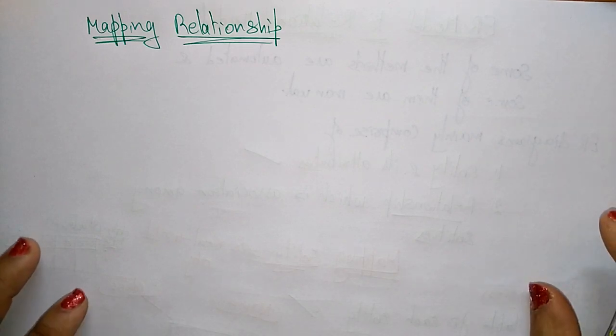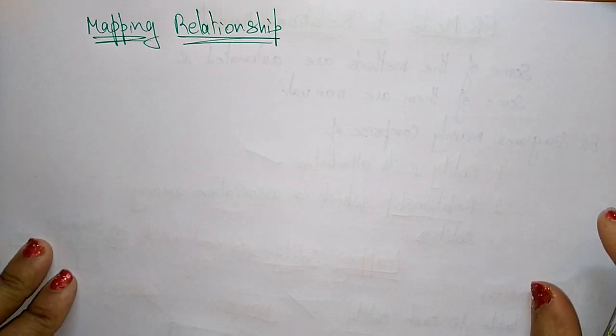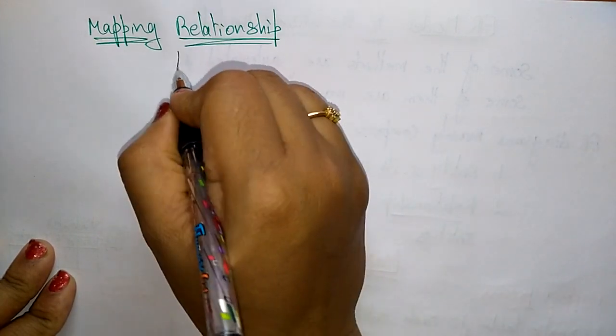Let us continue with the ER model to relational model. In the previous video, I explained about the mapping entity. Now let us see the mapping relationship. So what is the mapping relationship? Actually, a relationship is nothing but an association among entities.